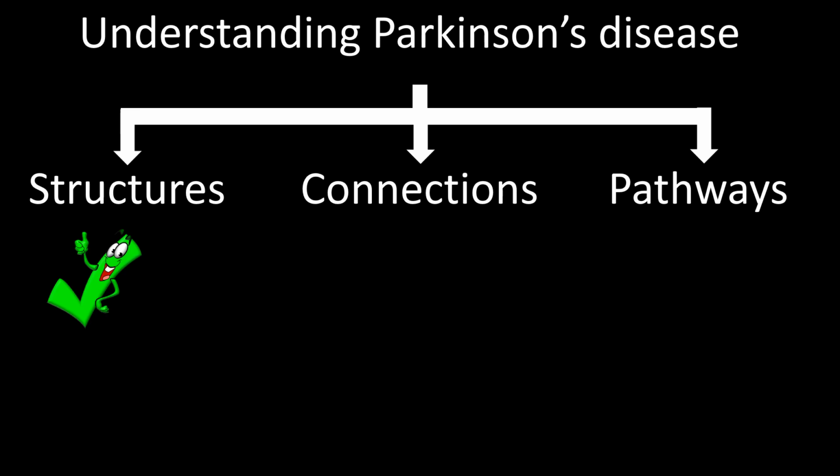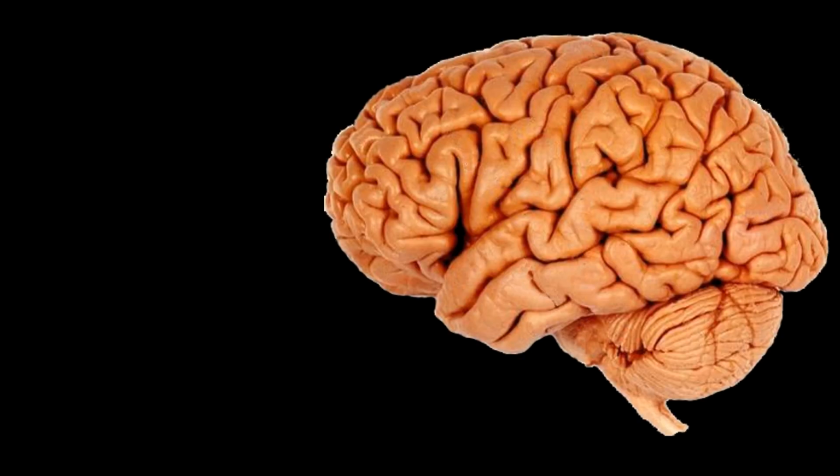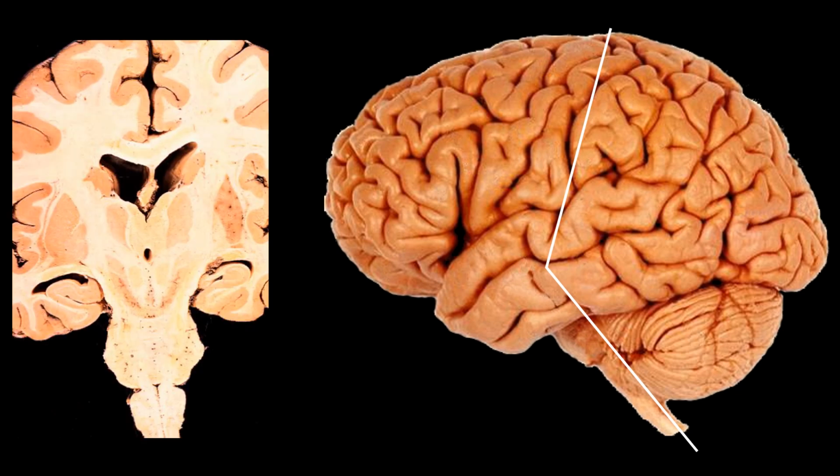We will first consider extrapyramidal related structures. In this frame, I have placed a view of the left hemisphere. The white line here indicates the line of dissection corresponding to this view.